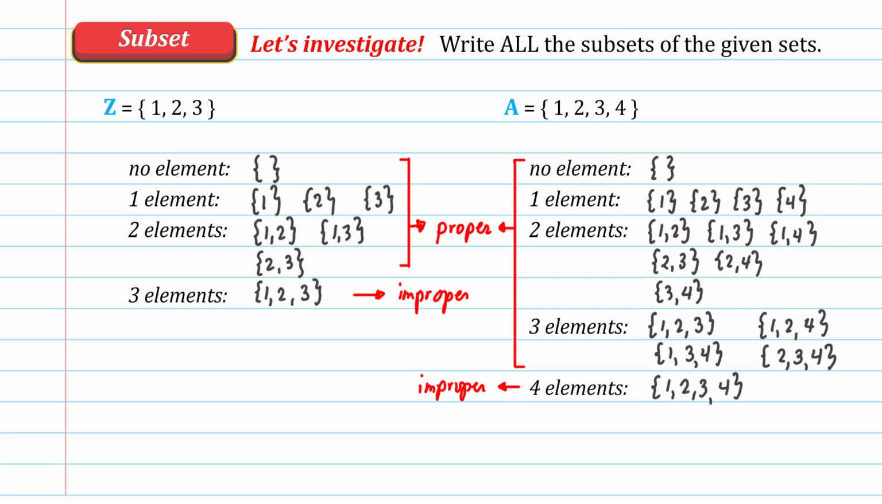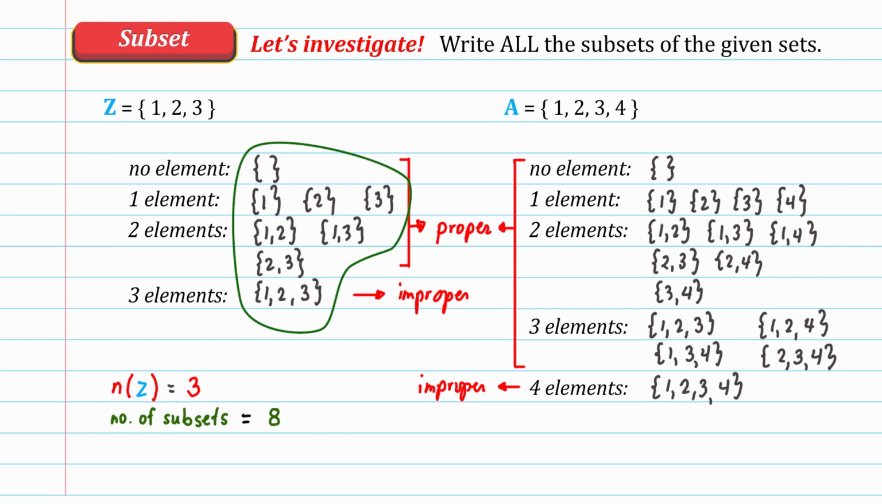Let's count the number of elements of set Z. As we know, this number of elements is the same as the cardinality of Z. It has 3 elements, which we can call n. n is then equal to 3 for set Z. We can also count the number of subsets of Z. And we see that there are, you count them yourself, 8 subsets of Z, 7 of which are proper subsets, and only 1 is an improper subset.